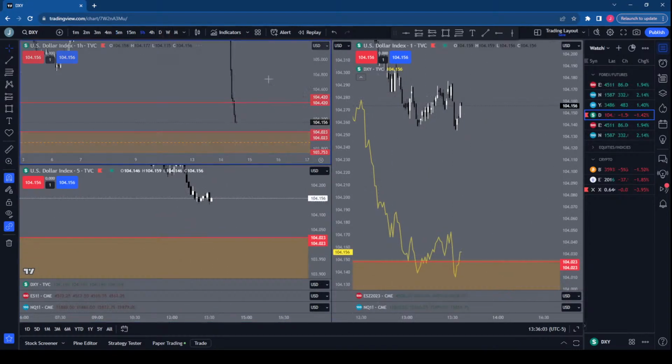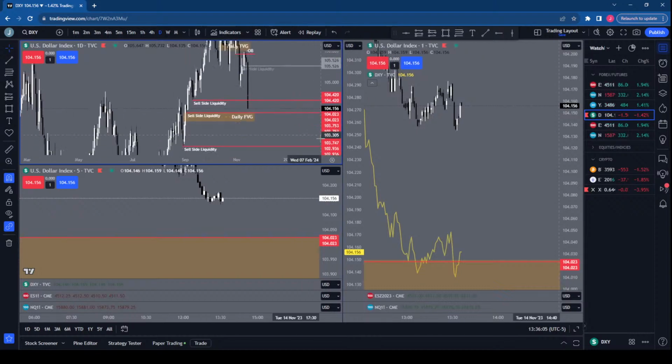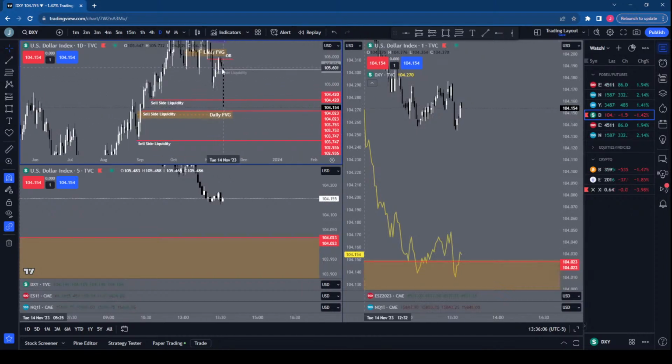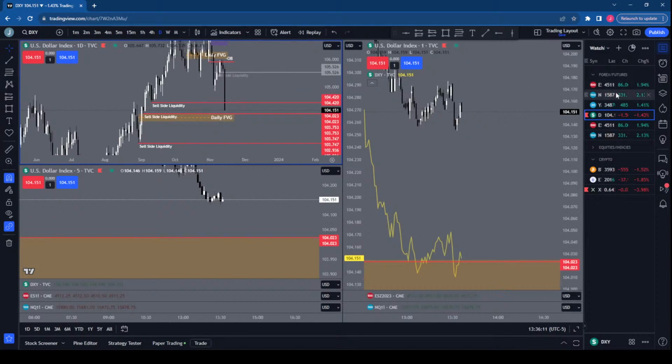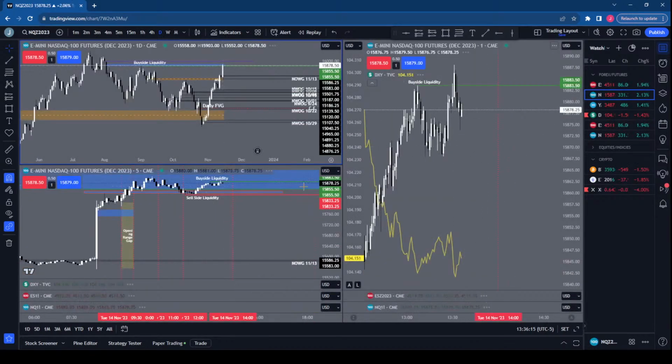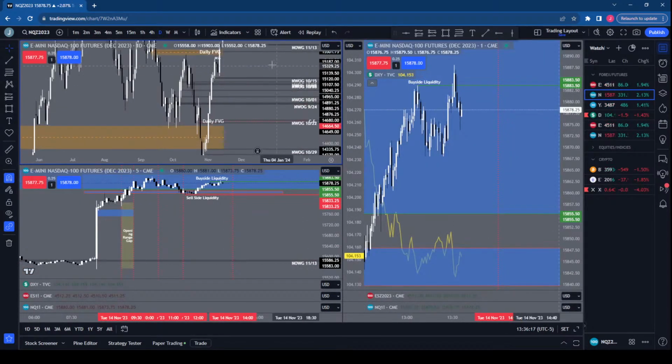I mean, yikes. Look at that. That daily candle on the dollar is insane. So if we go and take that level of liquidity, I would expect the indices to also be going higher.